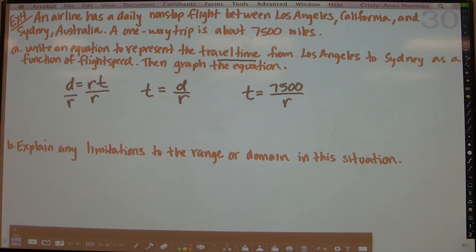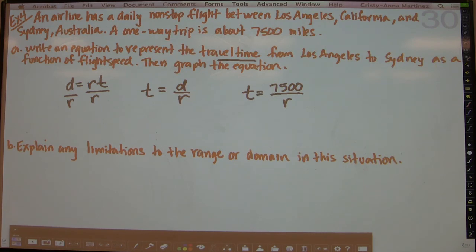You're going to need a lot bigger window because of the 7,500. I suggest that you go on the x-axis from negative 1,000 to positive 1,000. And then on the y-axis, you can go from maybe negative 100 to positive 100. That'll give you a nice window in your calculator to graph that function.